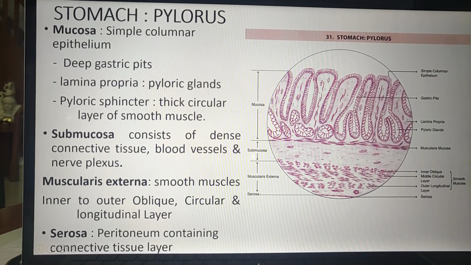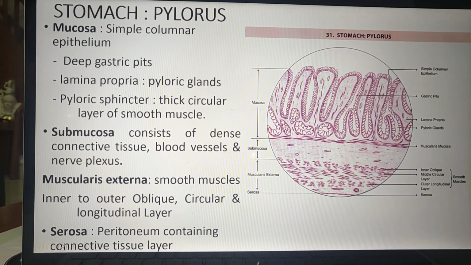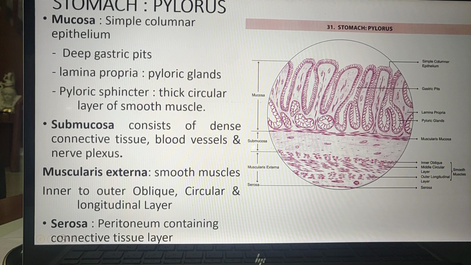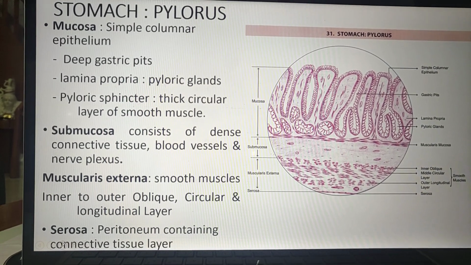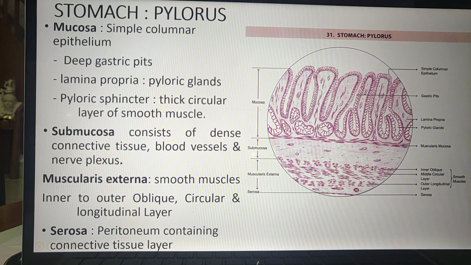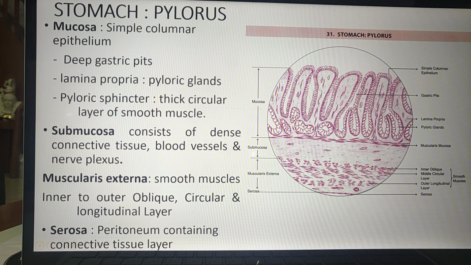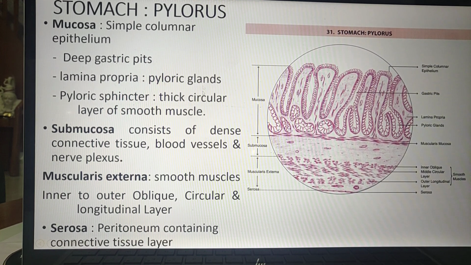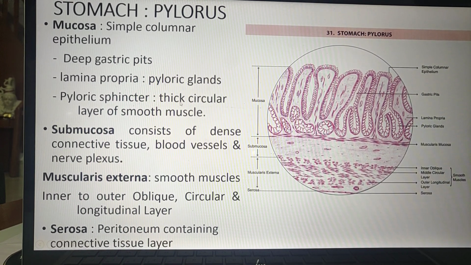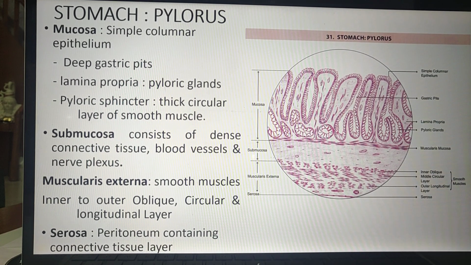Pyloric part of the stomach: it is the same as the fundic part of the stomach, but there are some differences. The gastric pits are very deep as compared to the fundic part, and there is a presence of pyloric glands. At the pyloric sphincter there is a circular layer of smooth muscle, which is very thick as compared to the others.